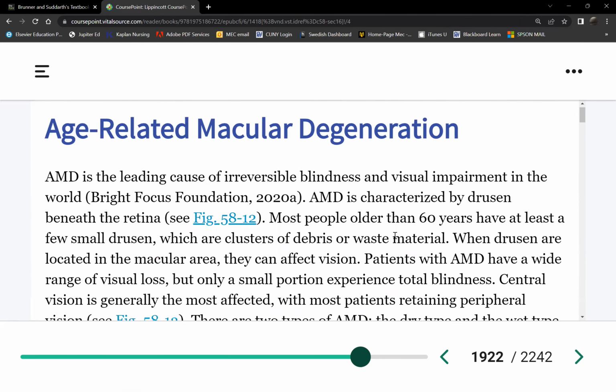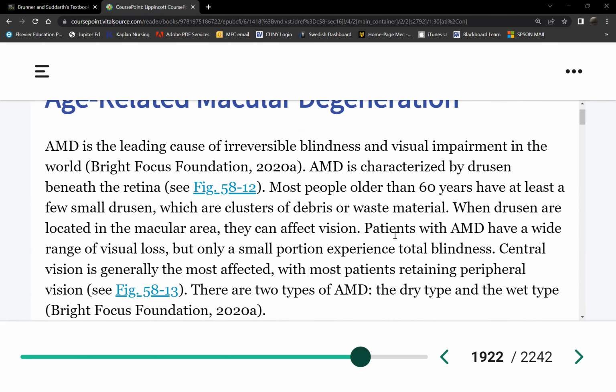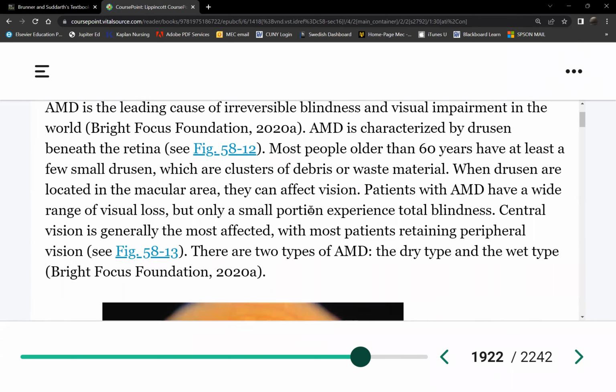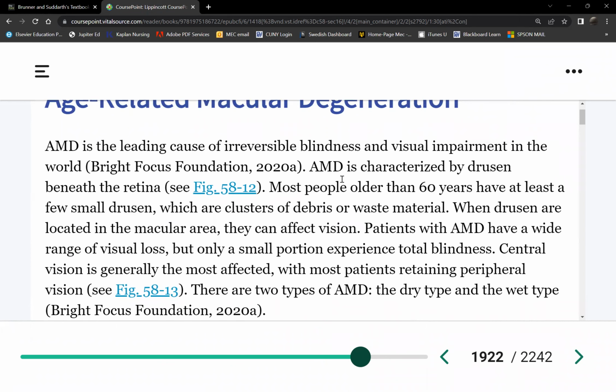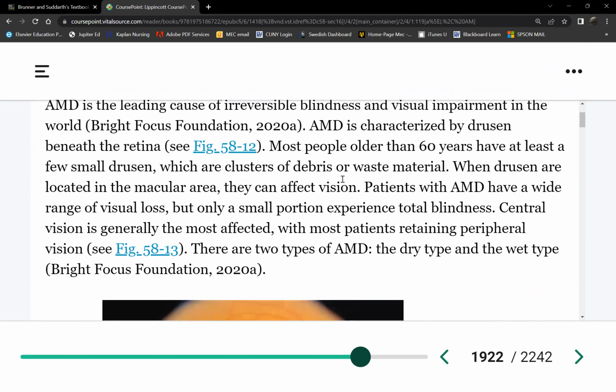Macular degeneration. Okay, so there are two forms of macular degeneration. There's a dry and a wet one. What is macular degeneration? Degeneration of the macula. The macula is the central portion of your retina. The dry type is age-related, which is the most common type. So it's age-related and it's deterioration.